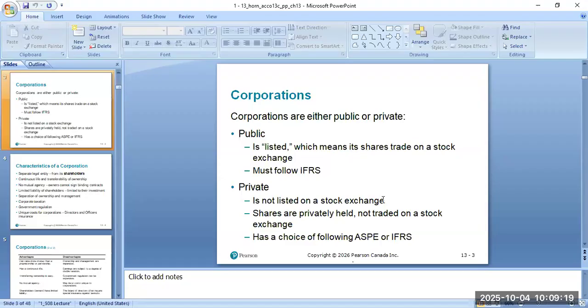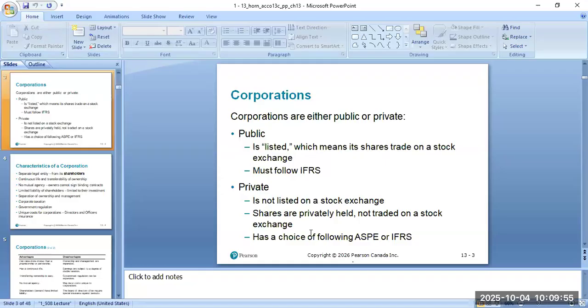The other option that they have is, I don't want my shares to be traded publicly. I want to keep my shares for myself and for my family, and that's it. Now, that's going to make me a private company. Don't get me wrong, I can still sell my shares, but they're not available to the public. They're not traded on the stock market. Those are privately held, and there's no trade on the stock exchange.